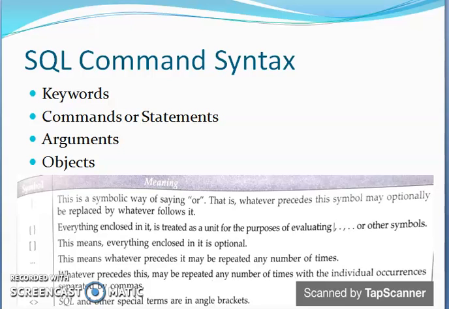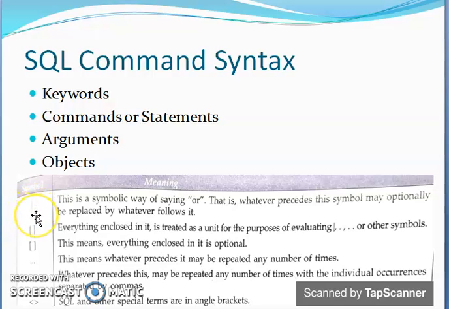Next one is arguments. Arguments complete or modify the meaning of a clause. These are the symbols used in the SQL commands.